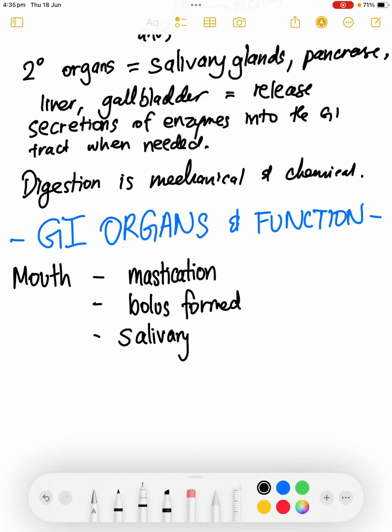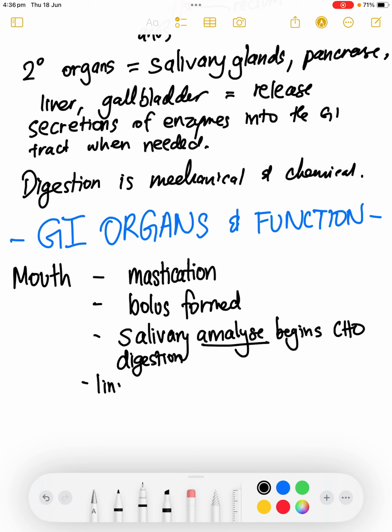Salivary amylase begins, and I'll put an underline of it, CHO digestion, and lingual lipase begins fat digestion.